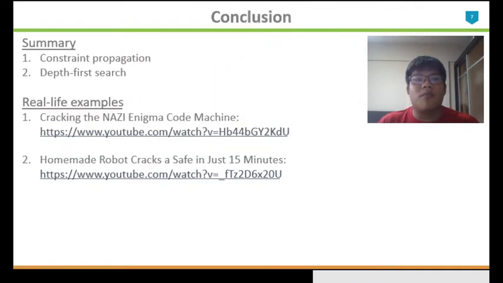With that, I will conclude my presentation. In summary, today we've learned about how constraint propagation helps to reduce the search space dramatically and how depth first search aids in converging to the final solution.